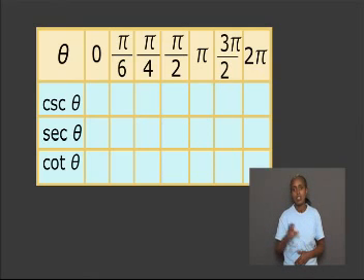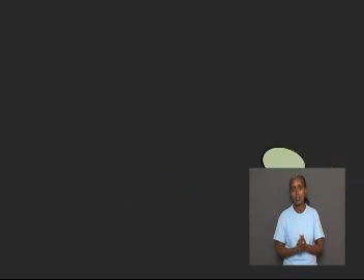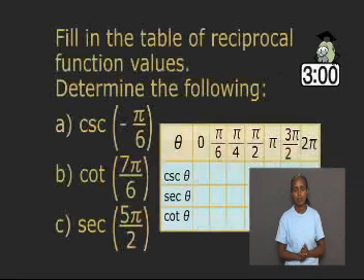The cosecant of negative pi over 6. The cotangent of 7 pi over 6. And the secant of 5 pi over 2. Please work together in your original groups to answer the questions. Students, let's get ready. Begin.